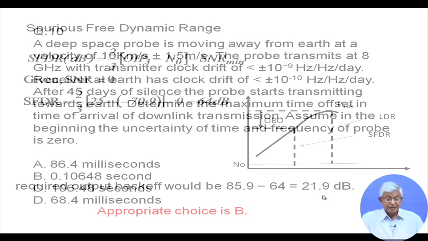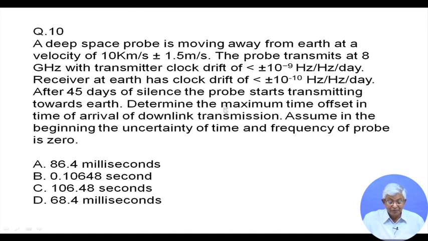Let us go to the next one. Again a very long question, similar deep space probe. A deep space probe is moving away from Earth at a velocity of 10 km per second plus minus 1.5 meters per second, same as the previous one. The probe transmits at 8 gigahertz, a different transmission frequency, with transmitter clock drift of less than plus minus 10 to the power minus 9 hertz per day, similar stability. The receiver at the Earth has clock drift of less than plus minus 10 to the power minus 10 hertz per day, slightly poorer.